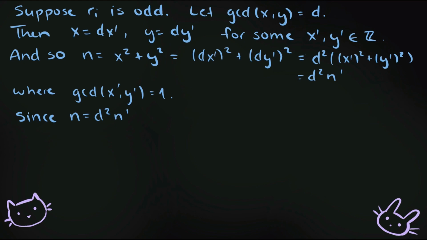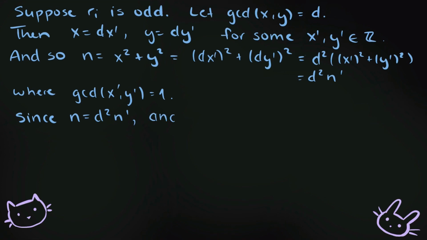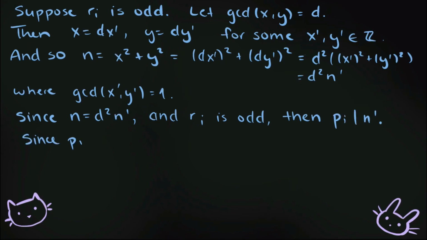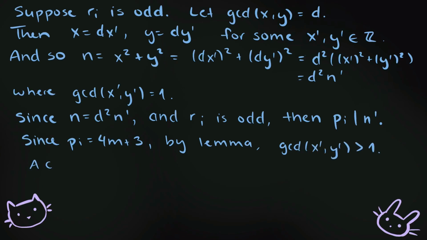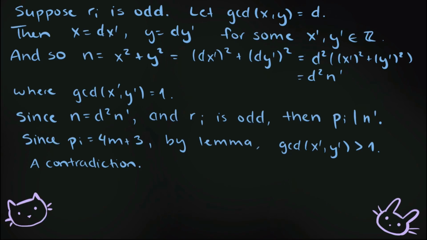So we have n is equal to d squared times n prime, and we have that ri is odd. So since pi divides n, even if pi did divide d squared, there will still be a leftover factor of pi. So that means pi must divide n prime. But we have pi is equal to 4m plus 3, and also n prime is equal to x prime squared plus y prime squared. But the GCD of x prime and y prime is 1, and by our lemma, we say it has to be greater than 1. So we have a contradiction.